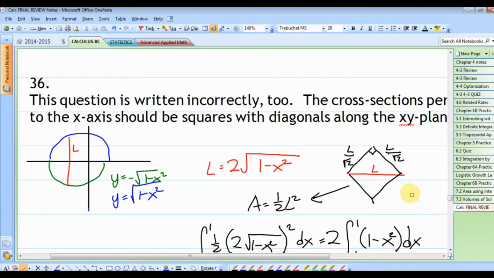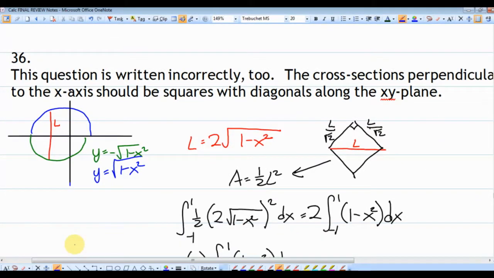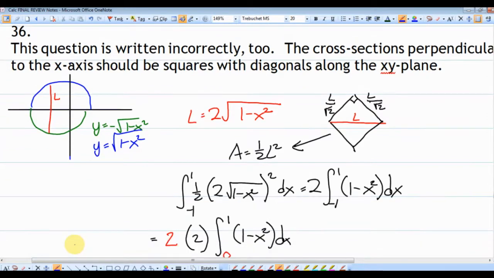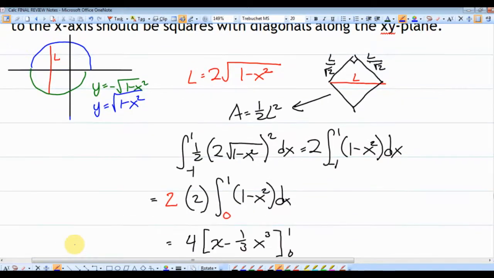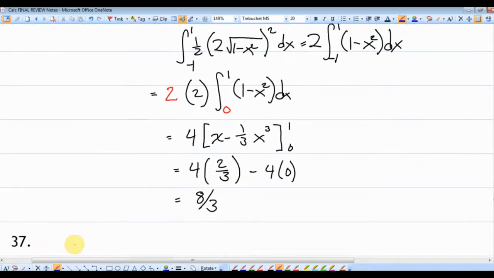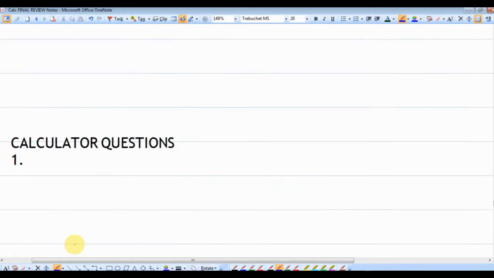How do you know what the cross section looks like? Because it says it's supposed to be a square, from a typo. There was a typo and it should have said square, but it doesn't. You're just jealous. Okay, let's take a look at 37.